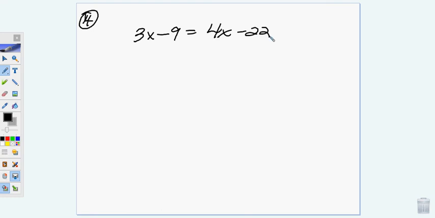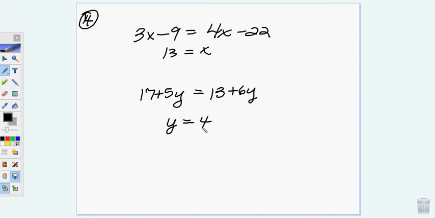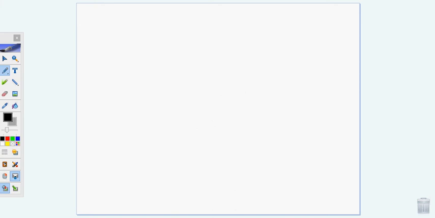And then once we solve that one, we also have the other portion, which is 17 plus 5y equals 13 plus 6y. So here we go, let's subtract 3x from both sides and add 22 to both sides, in which case we end up with x equals 13. That worked out nice. Subtract 5y from both sides and subtract 13 from both sides. You end up with y equals 4. Okay. Last one, coming down the home stretch here.